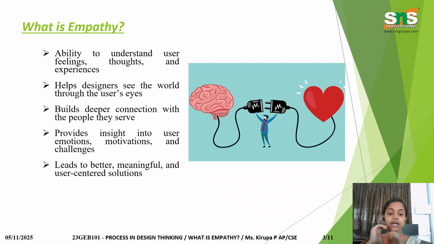As an example, instead of assuming what users want, designers observe, listen, and ask questions to understand what users actually need. Like, if a student is struggling in class, sympathy is saying, "I feel bad for you." Empathy is saying, "I understand why this is difficult for you, and I feel it too." So this is the basic difference between empathy and the other statements.